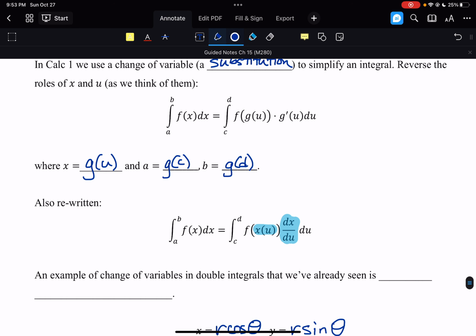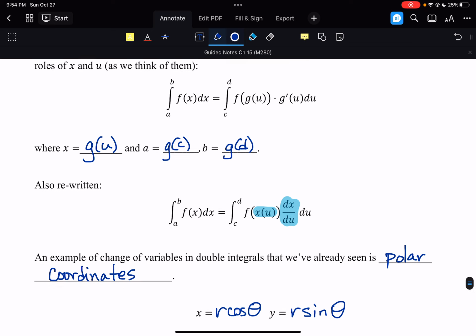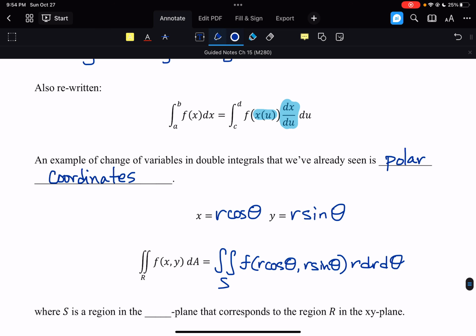One example of change of variables in double integrals that we have already seen is polar coordinates. Okay, so we're going to be talking quite a bit about polar coordinates today because it's just something that we are already familiar with.